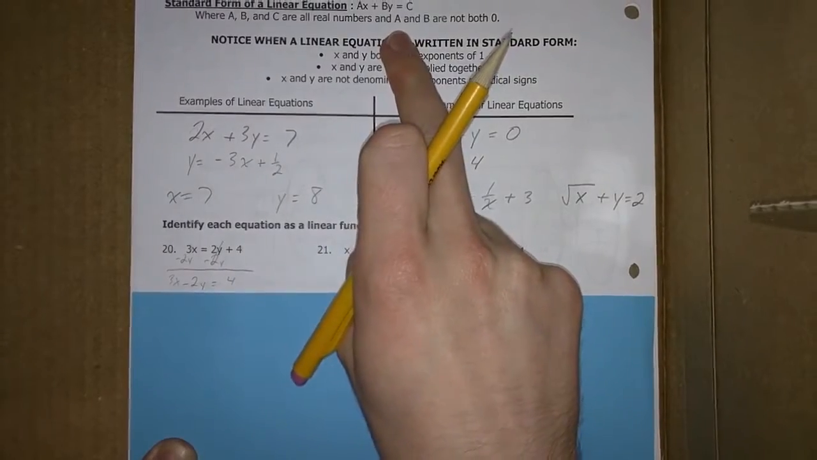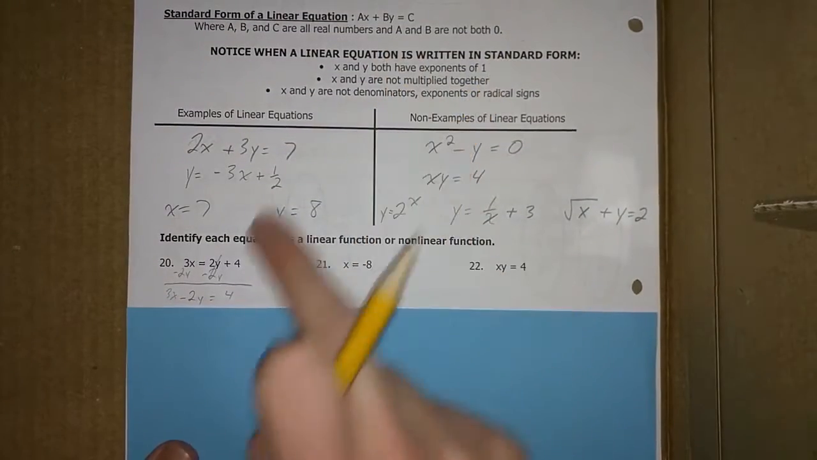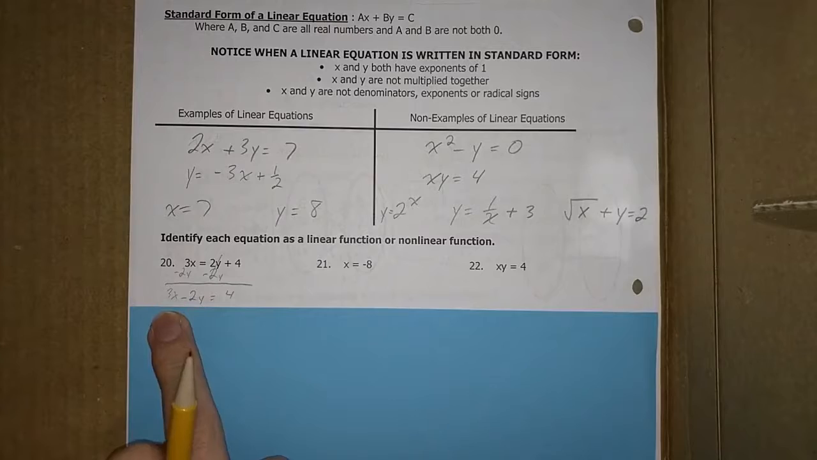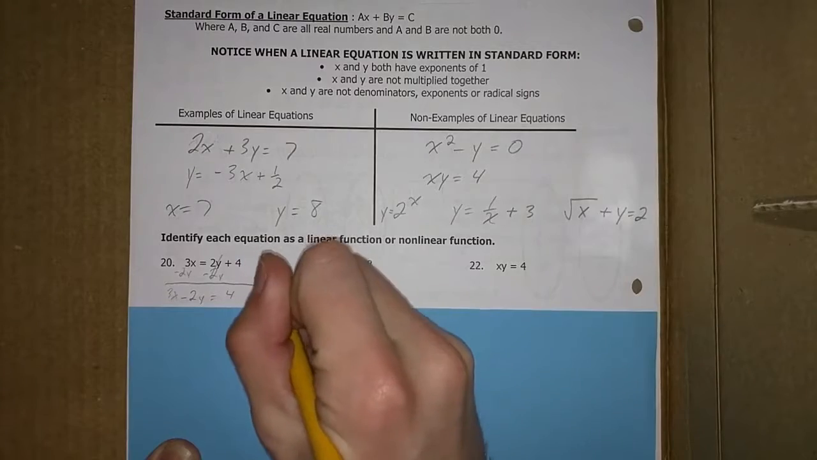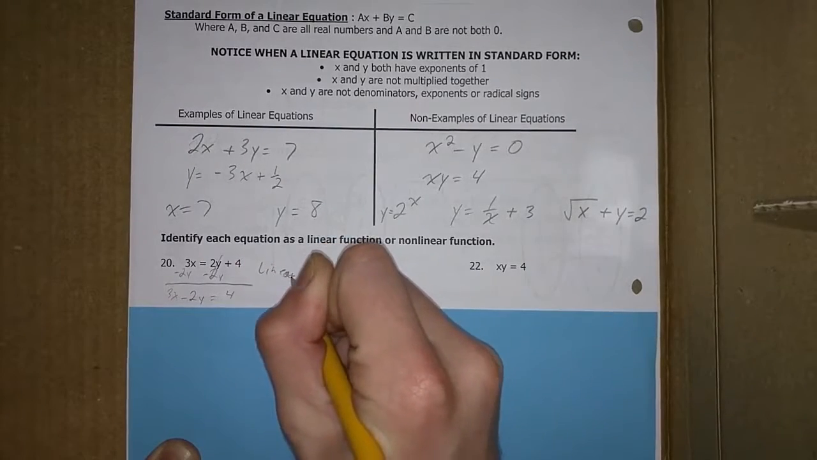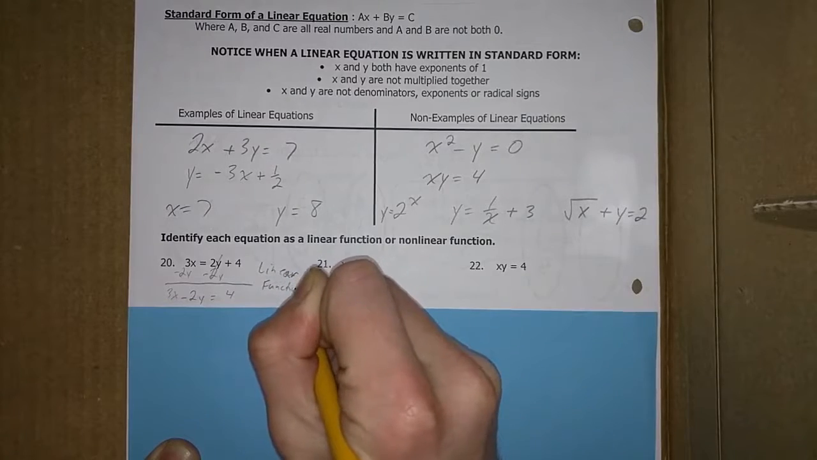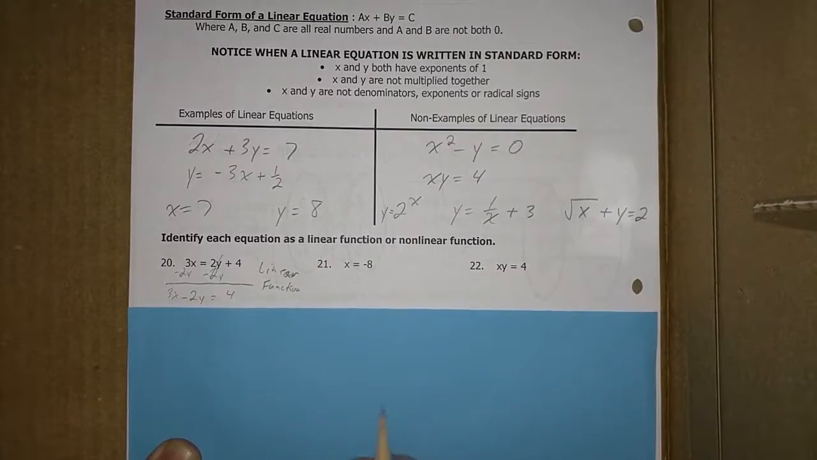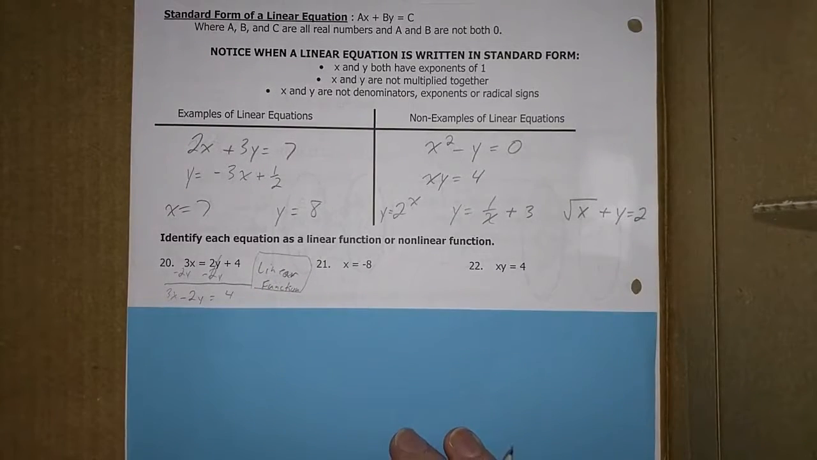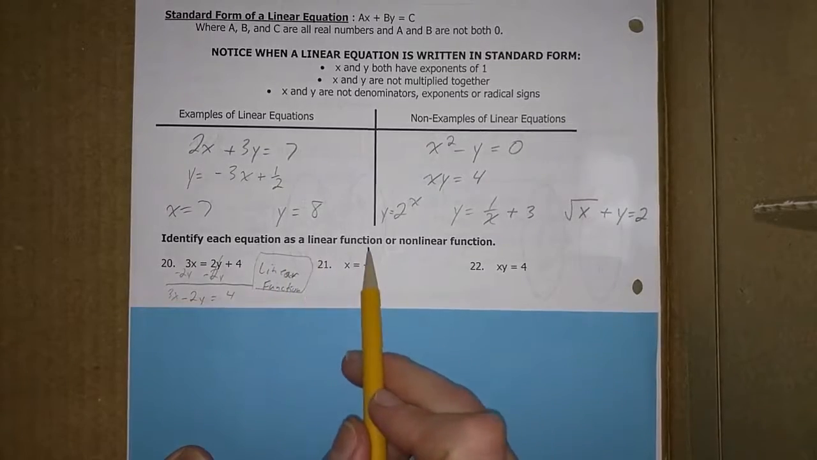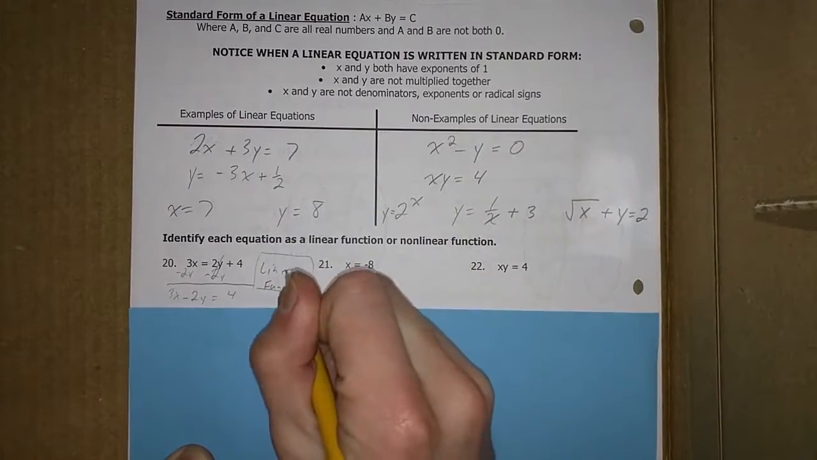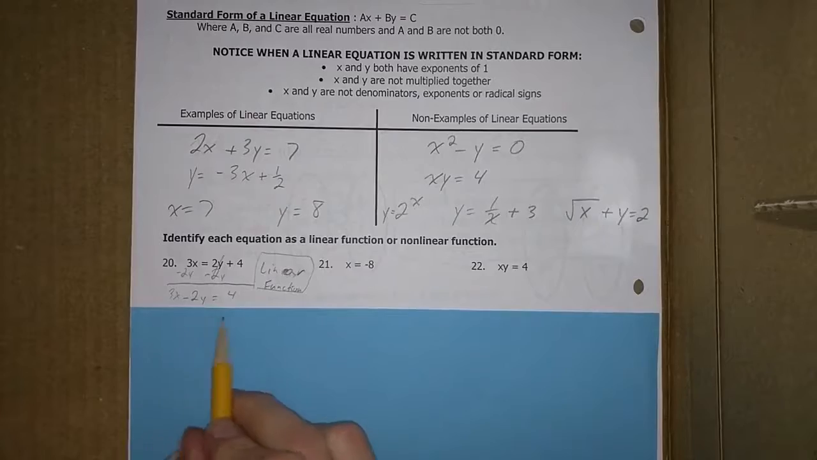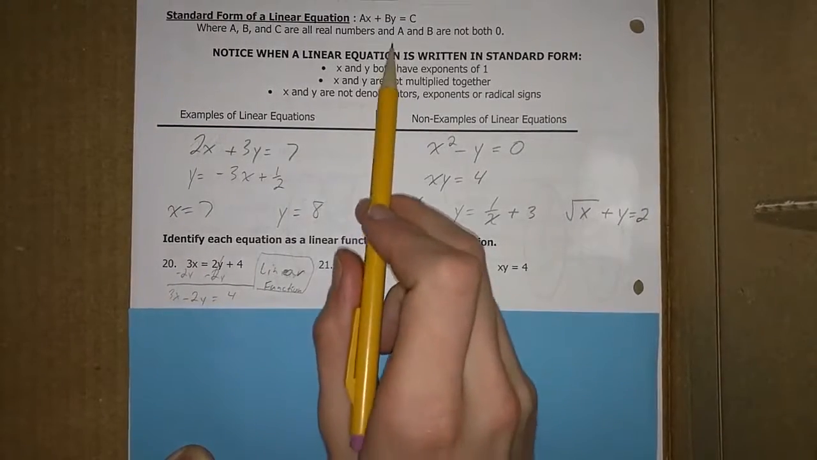Now, does that look like ax plus by equals c? It looks almost exactly like it. In fact, a is 3, b is negative 2, and c is 4. So this one is a linear function. All right, so our choices here are that they are linear functions or nonlinear functions. So in that case, I can make it look like that, and that's the goal. I want to be able to make it look like that standard form up there.